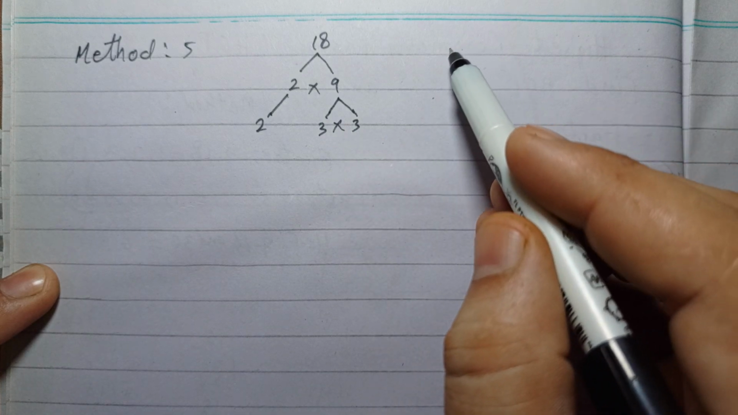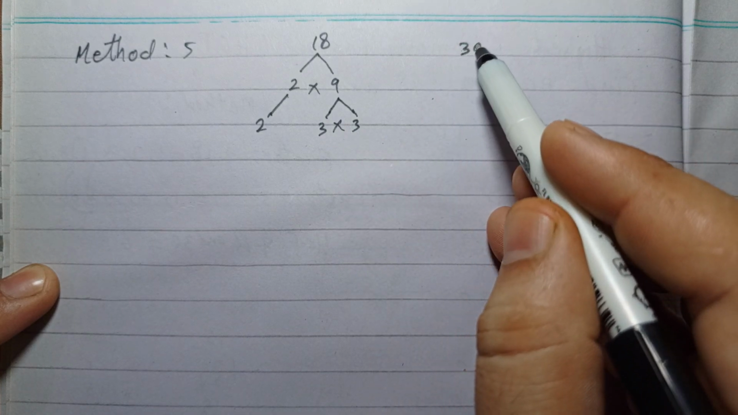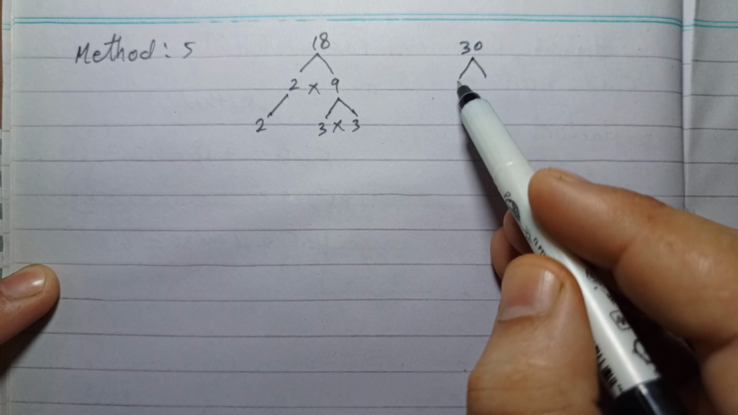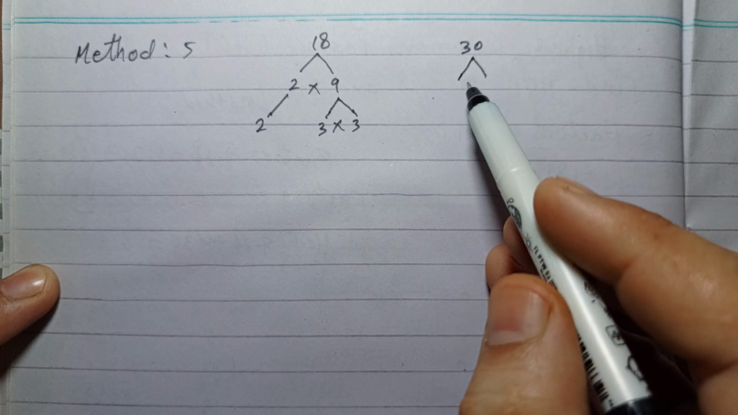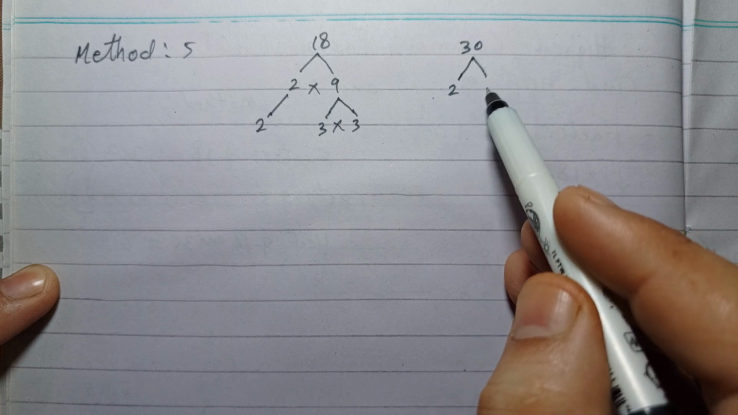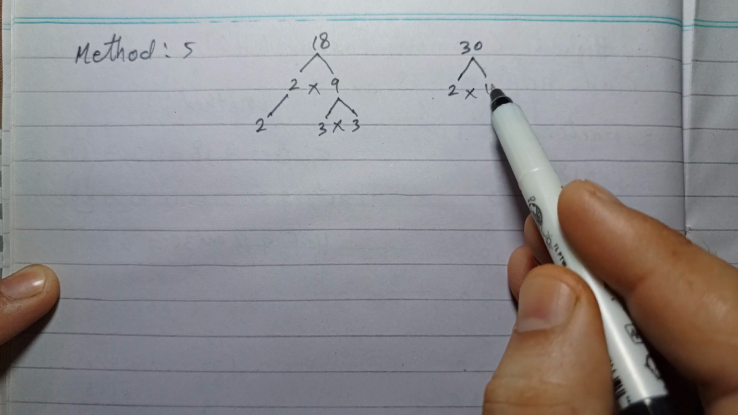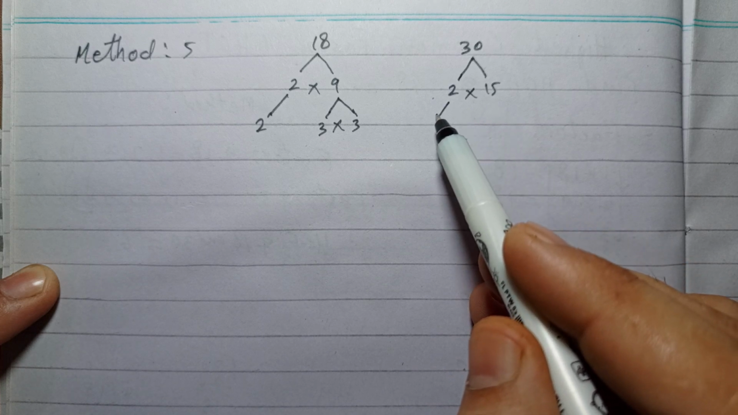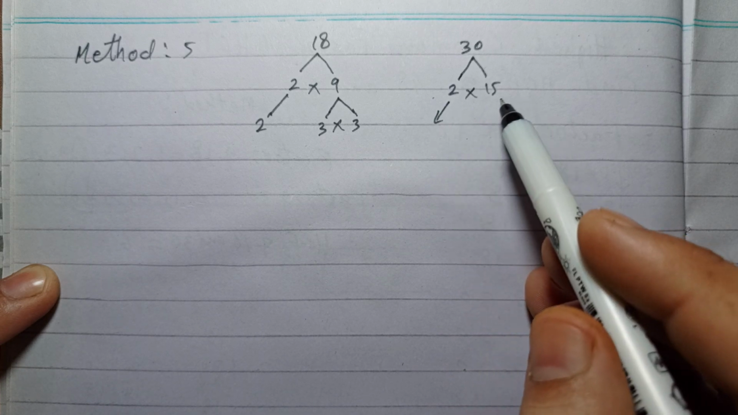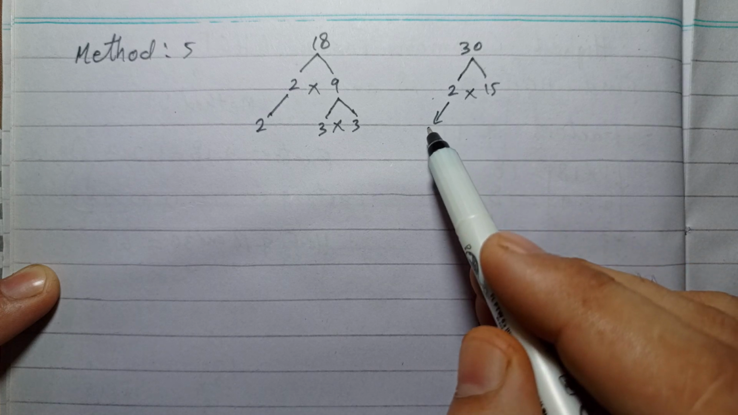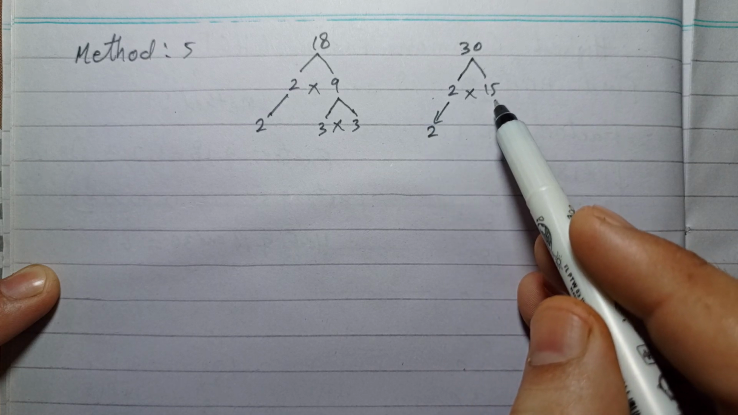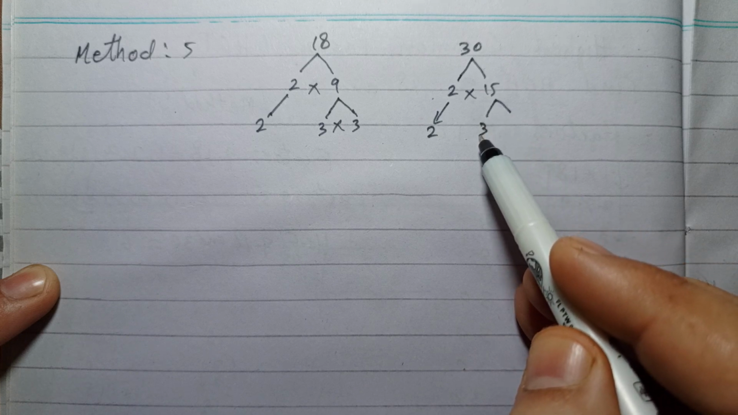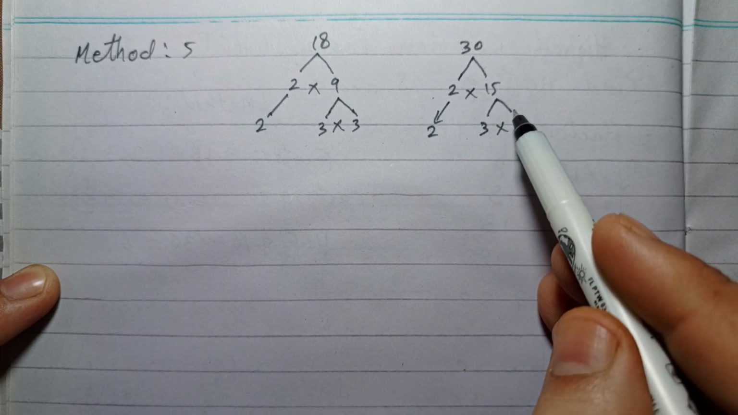Now find the prime factors of 30. Our next number was 30, so also try the tree method. You know that when 2 is multiplied by 15, you will get 30, and 2 is the lowest prime number, so you will write it as such. But 15 is not a prime number, so 3 multiplied by 5 is equal to 15.